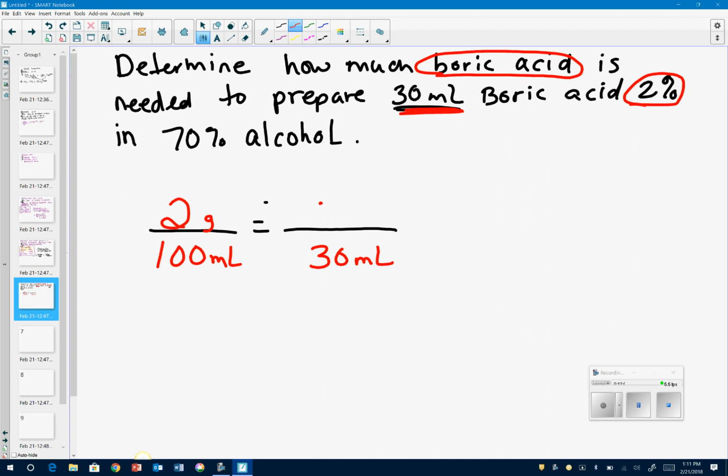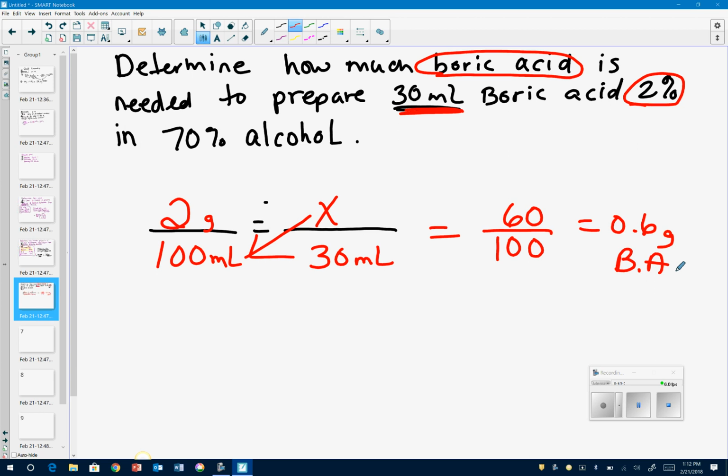Okay, so we're trying to find X amount here, so we're going to cross multiply. Whatever you multiply the X by always goes on the bottom. And of course, your 2 times your 30 should be 60. And 60 divided by 100 would be 0.6 grams of, I want to abbreviate BA, boric acid. So you need 0.6 grams to make 30 milliliters, whereas 2 grams makes 100 milliliters.